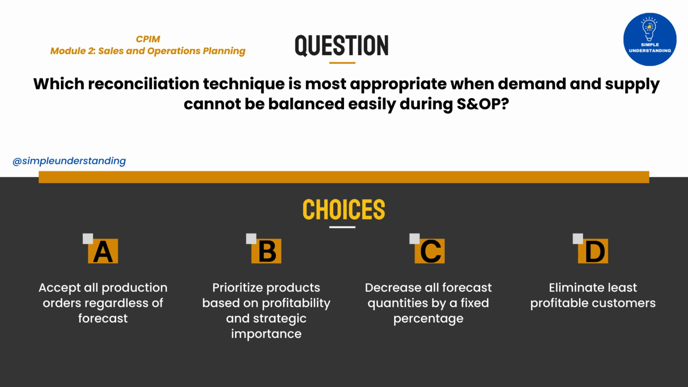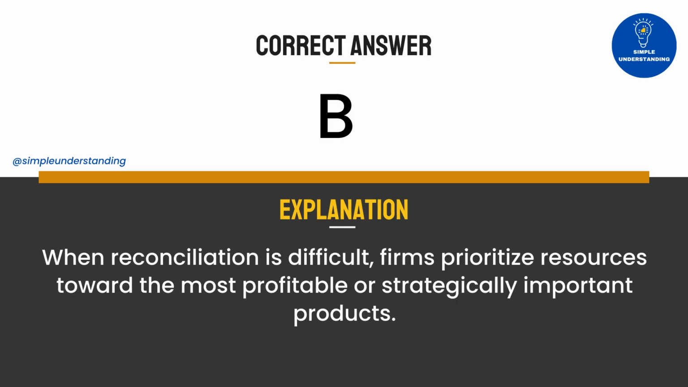Question 9. Which reconciliation technique is most appropriate when demand and supply cannot be balanced easily during S&OP? A. Accept all production orders regardless of forecast. B. Prioritize products based on profitability and strategic importance. C. Decrease all forecast quantities by a fixed percentage. D. Eliminate least profitable customers. Correct answer, B. Explanation. When reconciliation is difficult, firms prioritize resources toward the most profitable or strategically important products. Question 10.